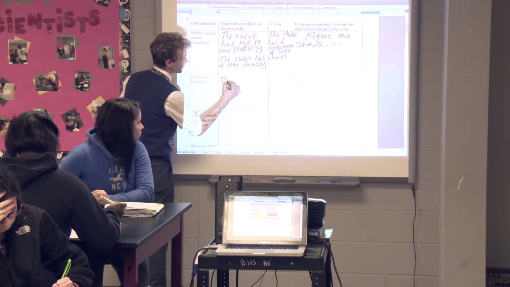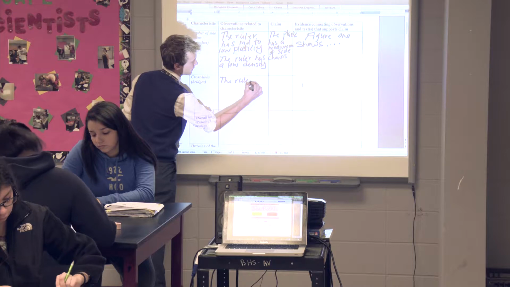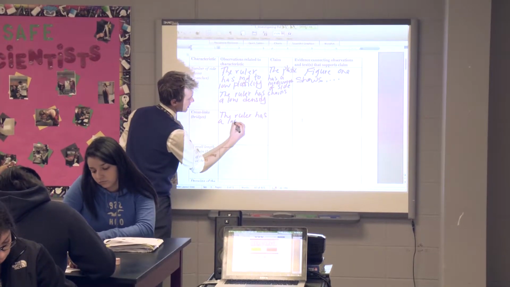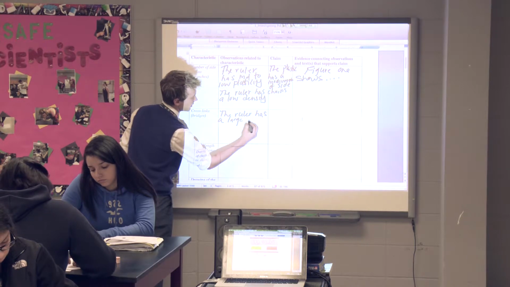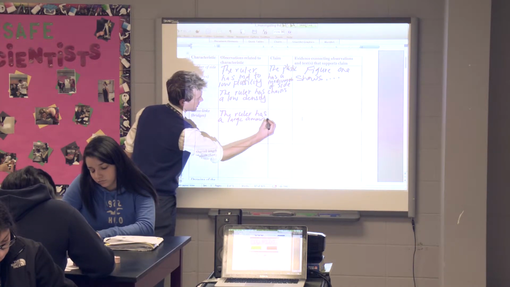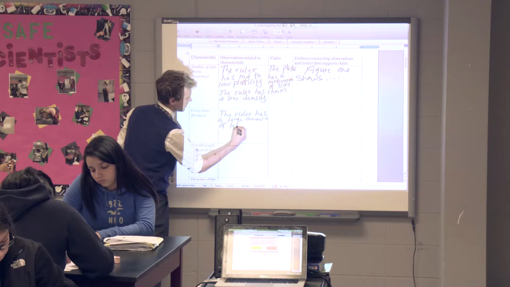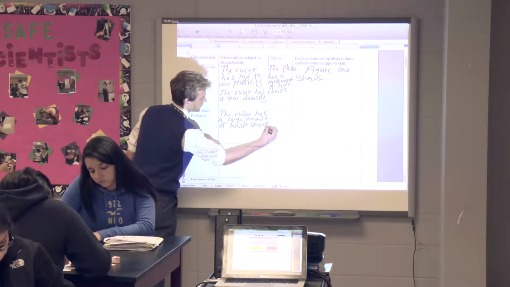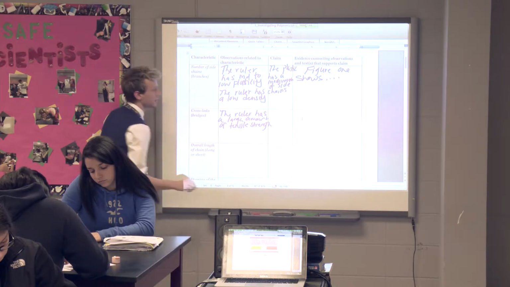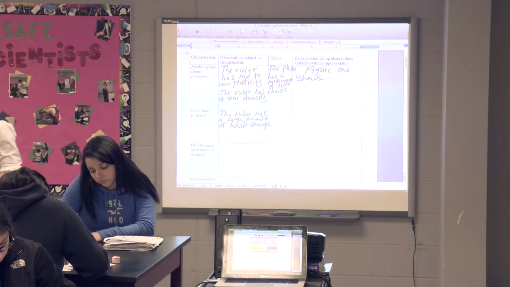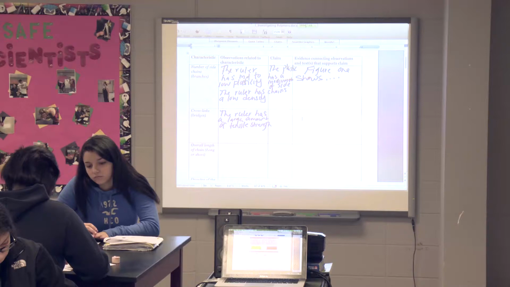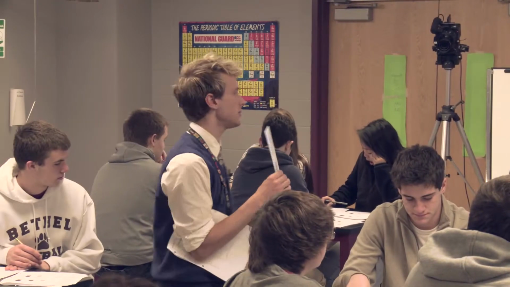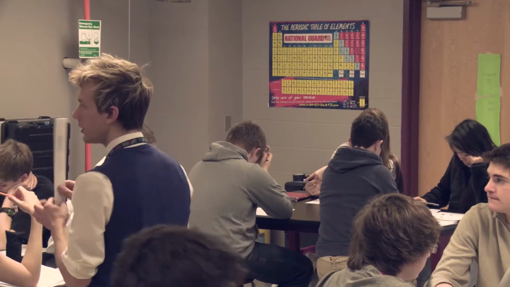The ruler has a large amount of tensile strength. So that's our first observation about the ruler. It's got a large amount of tensile strength because this group says they think it would take a lot of weight to pull it or break it.